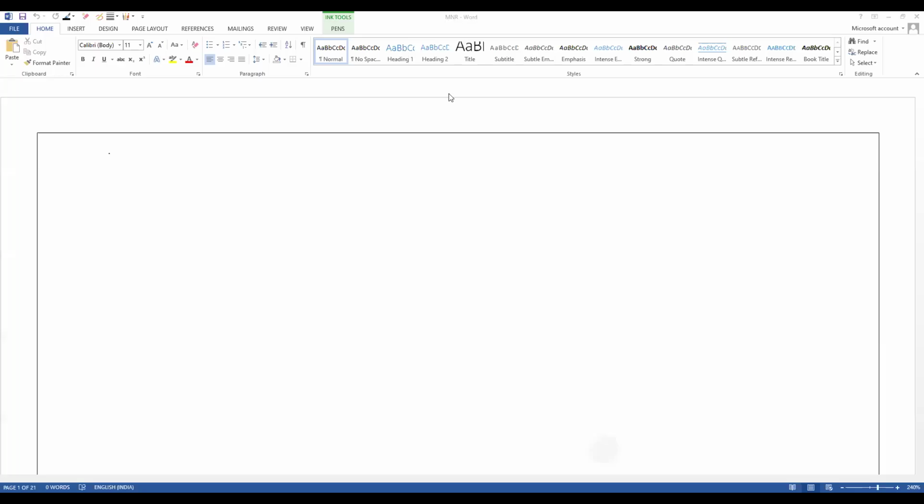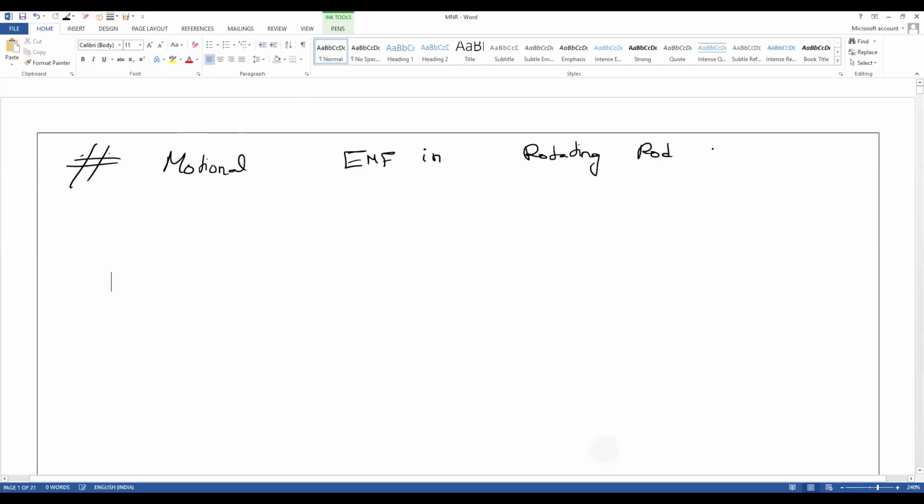Next concept we are going to study is motional EMF in a rotating rod as well as a disc. That is our concept now. It's very easy and simple. You just must have a little interest, and you can understand. So, motional EMF in a rotating rod and as well as a disc. Okay, everybody?